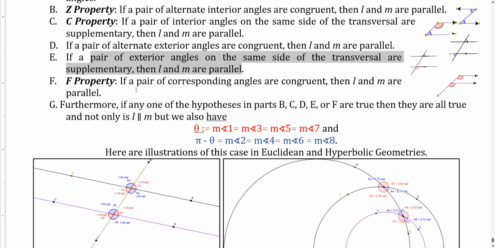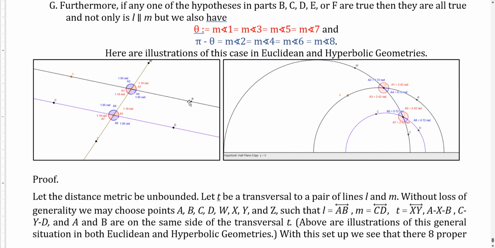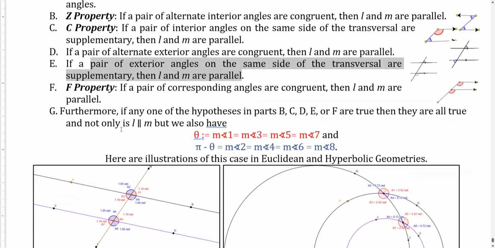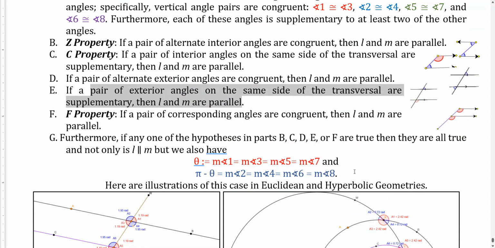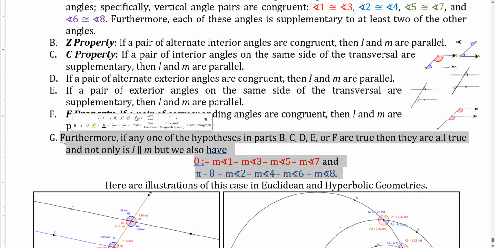And F, a pair of corresponding angles are congruent. Let's see, where's our F? Here's our letter F. So we're talking about A4 and A8, for example, or any other corresponding pair like A1 and A5 or A2 and A6. If you get one pair of corresponding angles congruent, all the corresponding pairs are congruent. Okay, and I think you can chase through that and see that pretty easily. So in light of this part here, we sort of prove that part first.